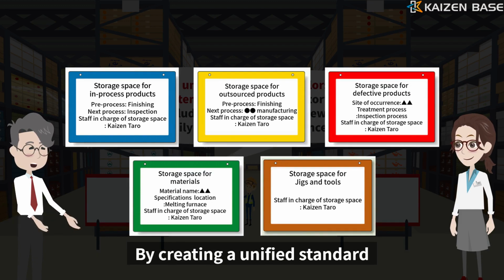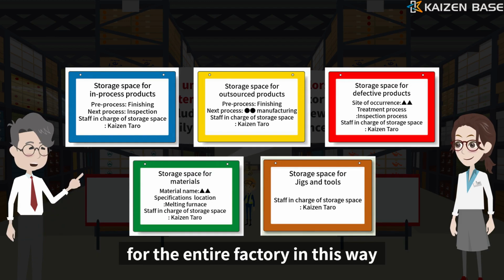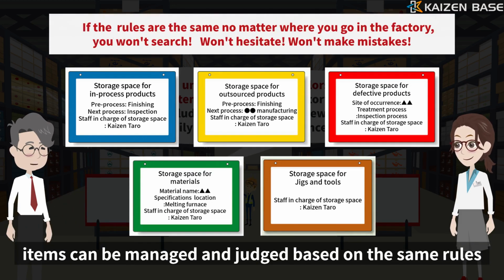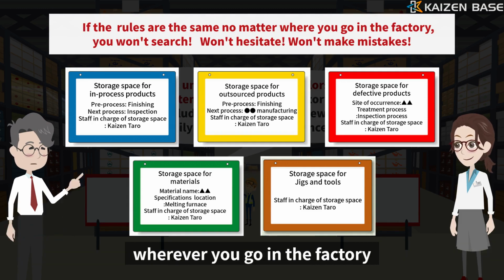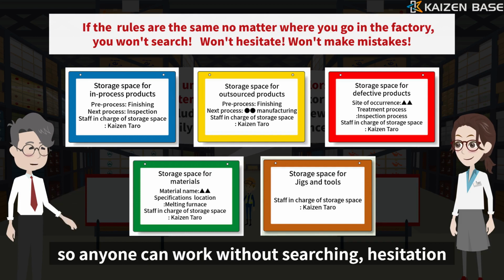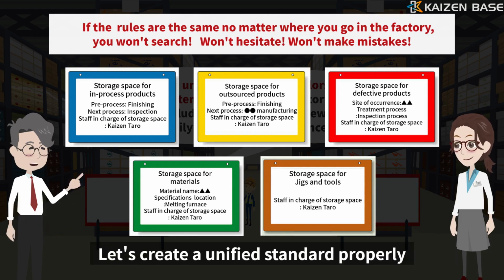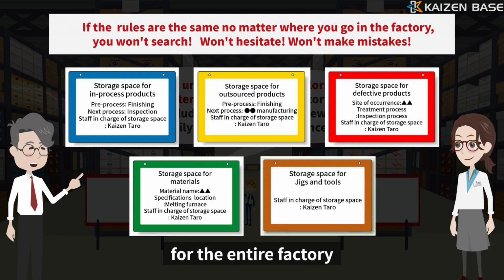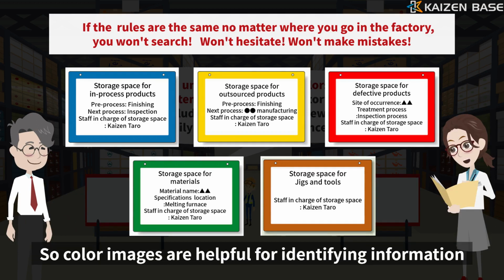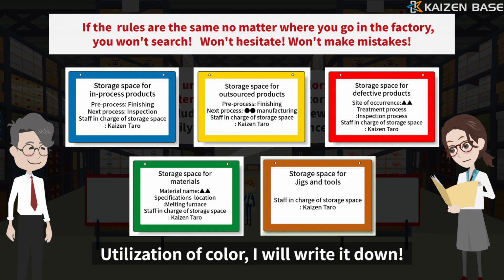By creating a unified standard for the entire factory in this way, items can be managed and judged based on the same rules wherever you go in the factory, so anyone can work without searching, hesitation, and making mistakes. Let's create a unified standard properly for the entire factory. So color images are helpful for identifying information. Utilization of color, I will write it down.